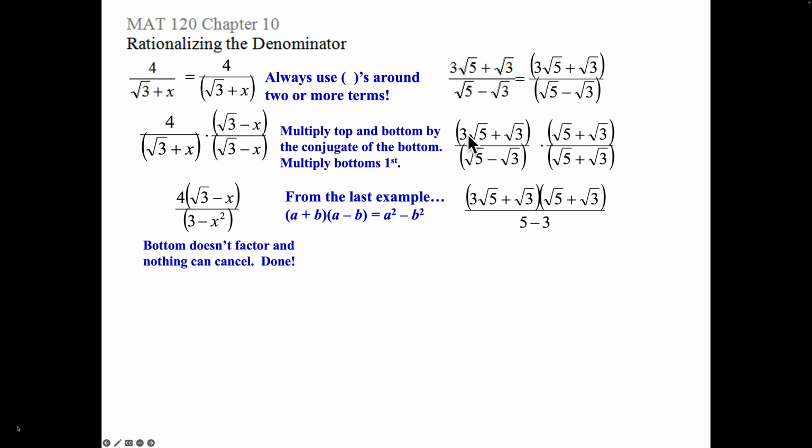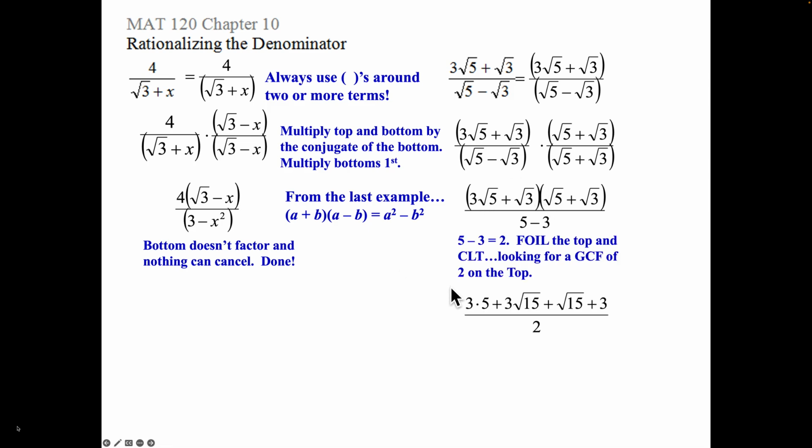We're going to get 3 times square root of 5 times the square root of 5. And the square root of 5 times the square root of 5 is 5. 3 square root of 5 times the square root of 3. 5 times 3, that's the 3 square root of 15. Square root of 3 times square root of 5, that's this 15. Square root of 3 times square root of 3 is square root of 9, which is 3.